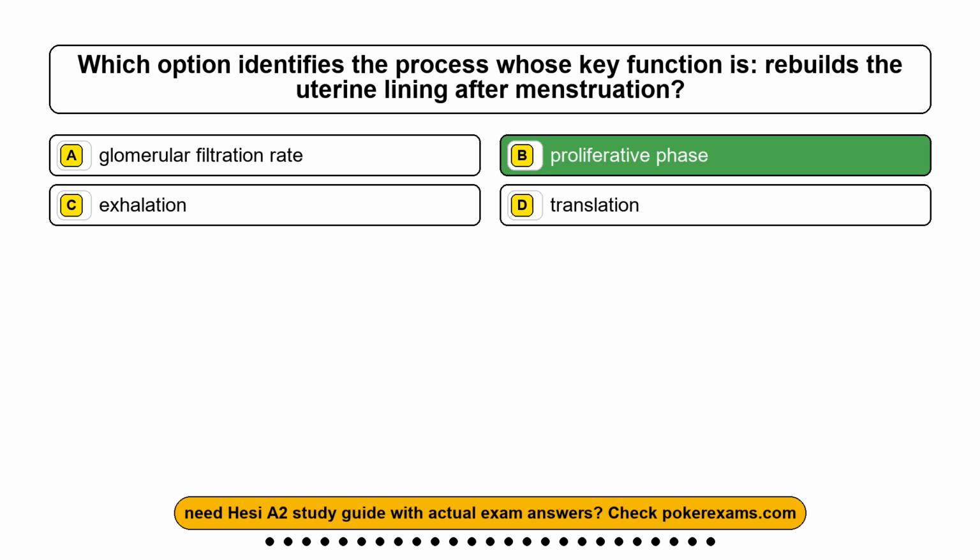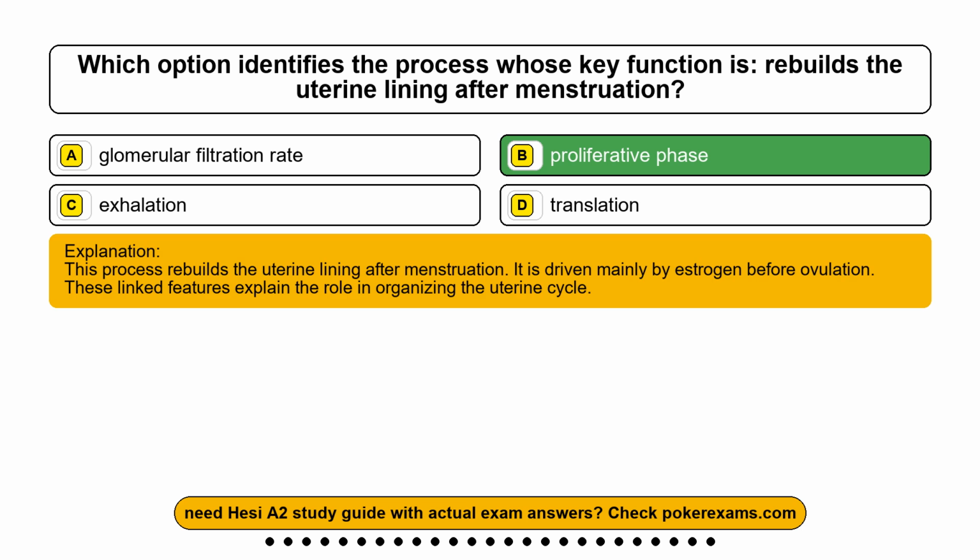Proliferative phase. This process rebuilds the uterine lining after menstruation. It is driven mainly by estrogen before ovulation. These linked features explain the role in organizing the uterine cycle.